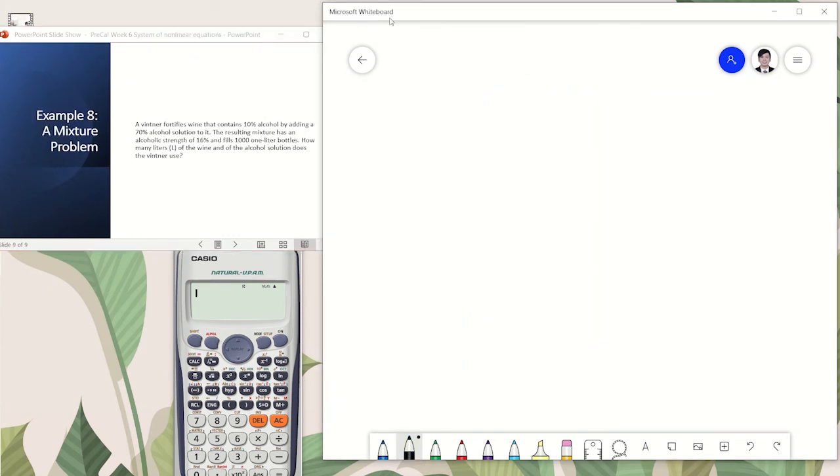Let's proceed to our last problem related to mixture, to be specific in chemistry. So a vintner fortifies wine that contains 10% alcohol by adding a 70% solution to it. The resulting mixture has an alcoholic strength of 16% and fills 1,001 liter bottles. So how many liters of the wine and of the alcohol solution does the vintner use?